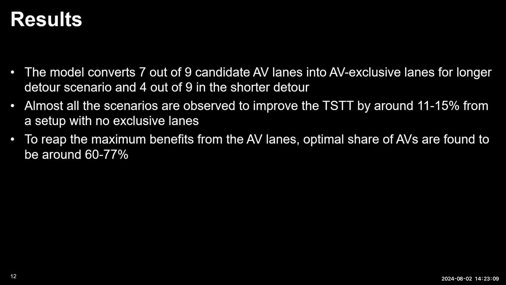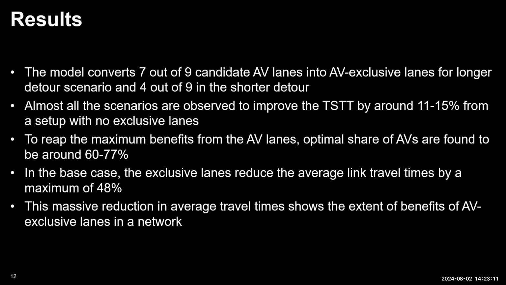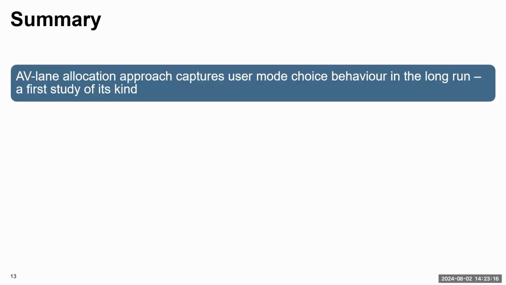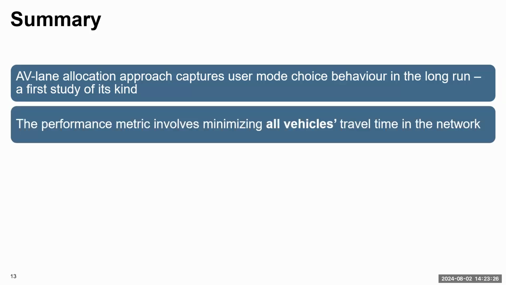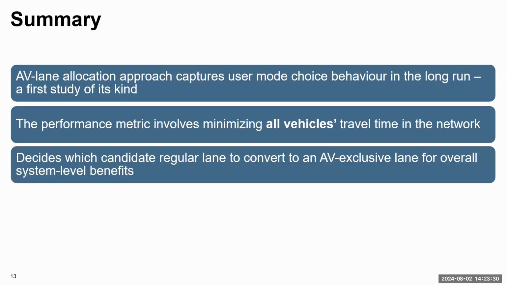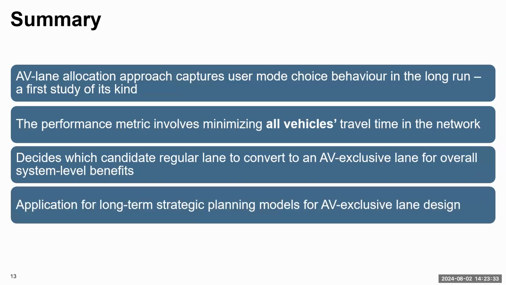So I'll just summarize the research project here. It captured the user mode choice behavior in the long run, which, to the best of our knowledge, hasn't been done before. The performance metric involves minimizing all vehicles' travel time, not a particular class of vehicle. It decides which candidate regular lane should be converted to an AV exclusive lane. And this framework can be used for long-term strategic planning models as well.